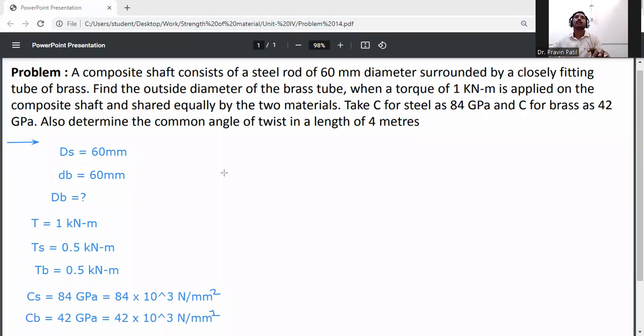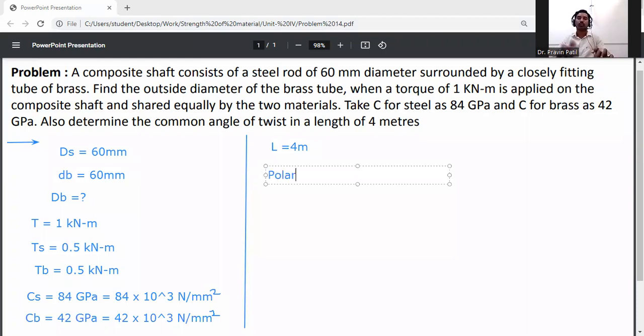Then the total length is given, L is equal to 4 meters. So this data is given. First of all, we need to calculate the diameter of brass. Okay, so using the torsion equation, we need the polar moment of inertia.